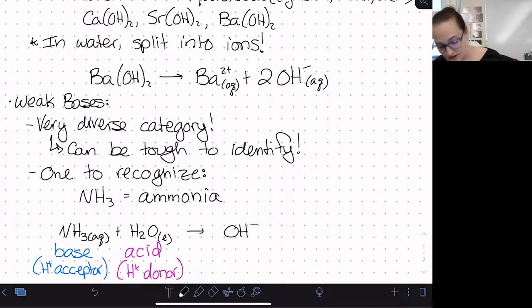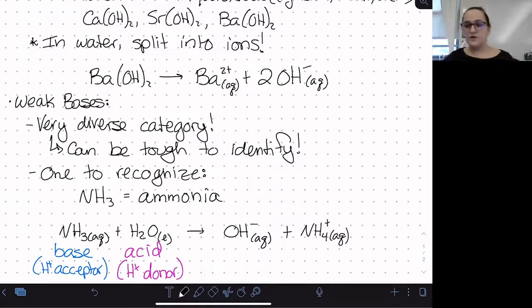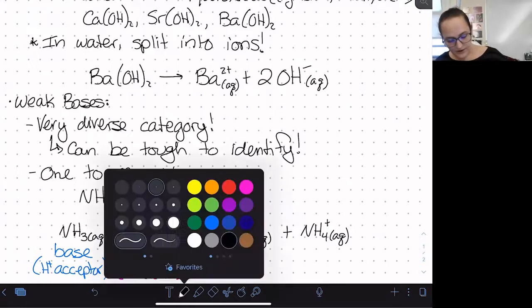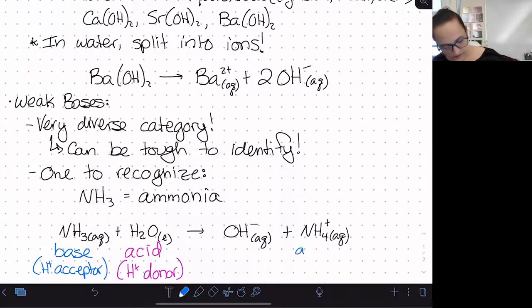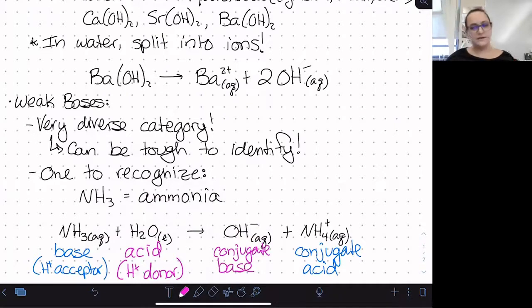So we end up producing hydroxide, which is how we're increasing the hydroxide concentration to fit the Arrhenius definition of a base. And when ammonia gains an extra H and a positive charge, it becomes the ammonium ion, NH4+. So ammonium would be my conjugate acid in this reaction, since that's what my base turned into when it gained a proton. And hydroxide would be my conjugate base, since that is what my acid turned into after it lost a proton.